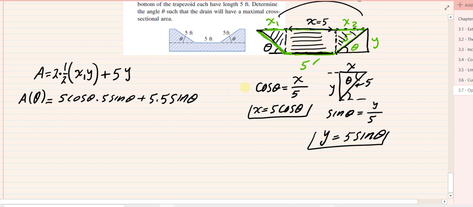And what do we do next? Let's see, 5 times 5, 25. We can factor 25 out, right? And this is going to be cosine theta, sine theta, plus sine theta.